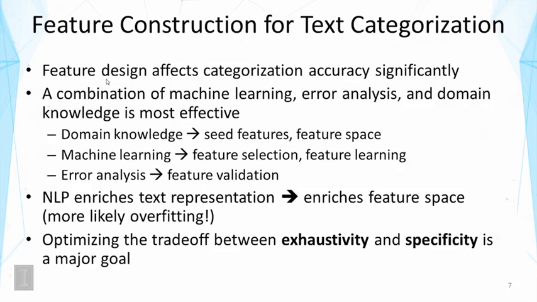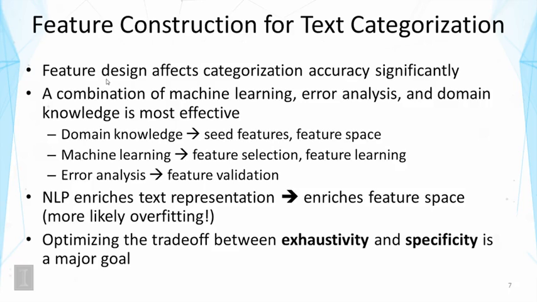So NLP enriches text representation, as I just said, and because it enriches the feature space, it allows a much larger search space of features, and there are also many minimal features that can be very useful for a lot of tasks. But be careful not to use a lot of complicated features because it can cause overfitting, or otherwise you have to do the training carefully not to let overfitting happen.